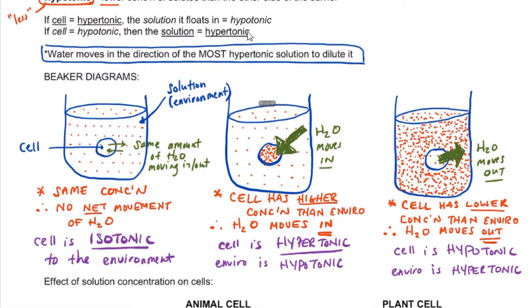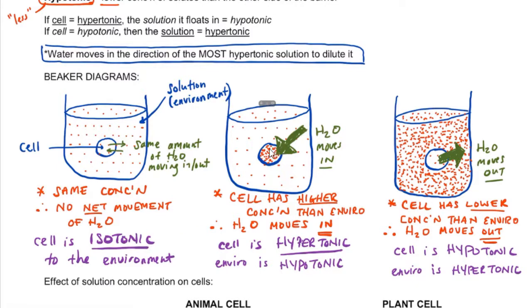It's always a relational term. The only time that it's the same is if you're talking about isotonic, which is what's shown in this first diagram here. So here we have our representation of a cell floating around in some fluid. And because the concentration of this solute is the same inside and outside, we would say that it is isotonic. Same concentration is literally what the word means, isotonic.